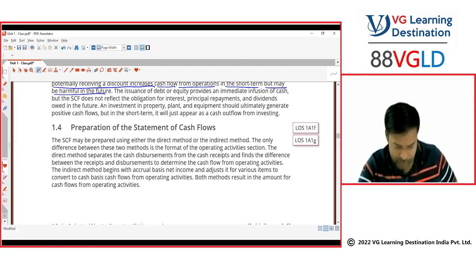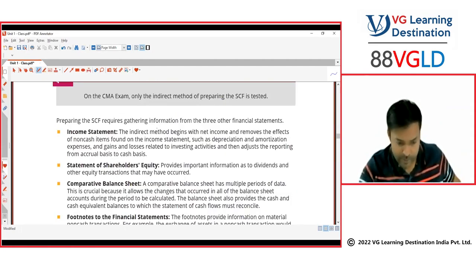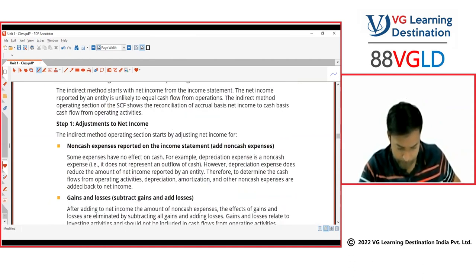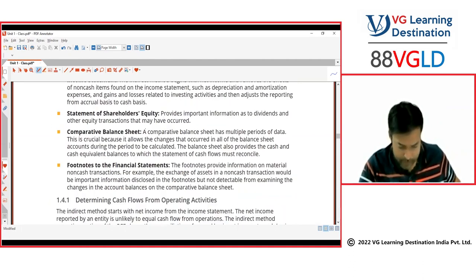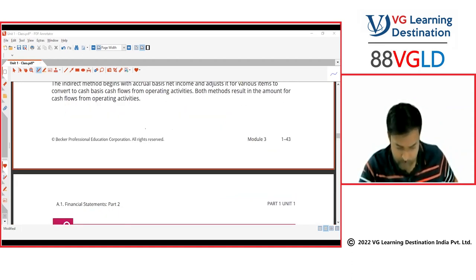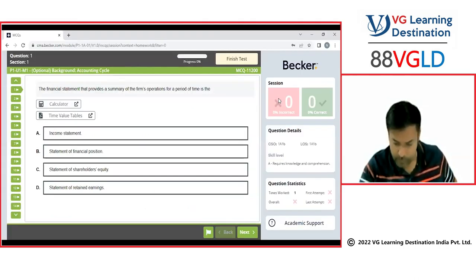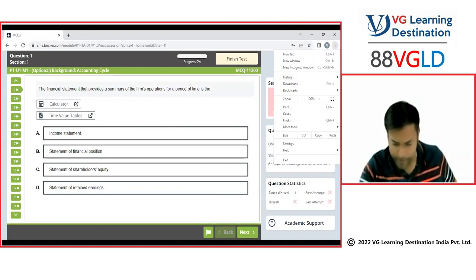Okay, preparation of the cash flow statement, I will do after the break maybe. I think let's try a few MCQs, guys. We will understand better with that maybe. And then I'm going to move to that. It is for the first topic, guys. So let's do all the MCQs for that, please.